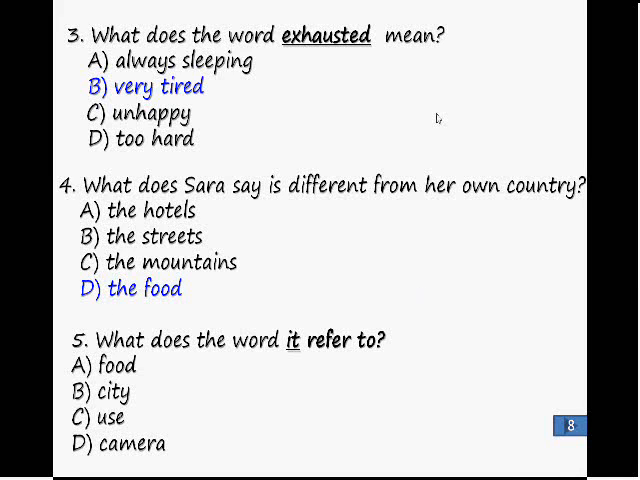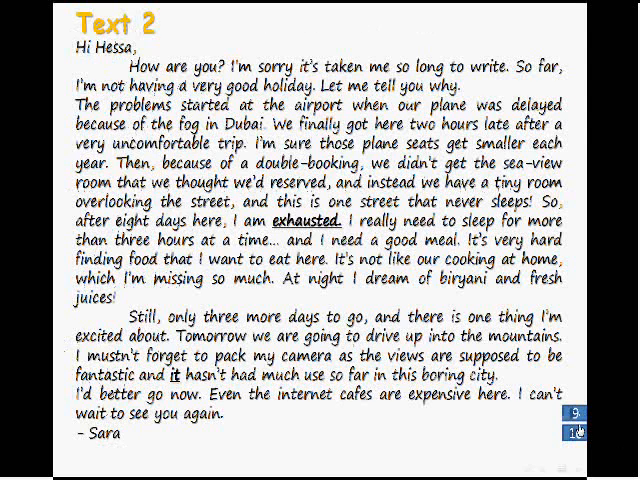Number 5, what does the word it refer to? And I think this type of question is very easy for all of you. So we are going to look for it. Yeah, that's it. This is the word. And in order to know the reference of the pronoun, you just try to read the sentence before it, and the sentence after it.